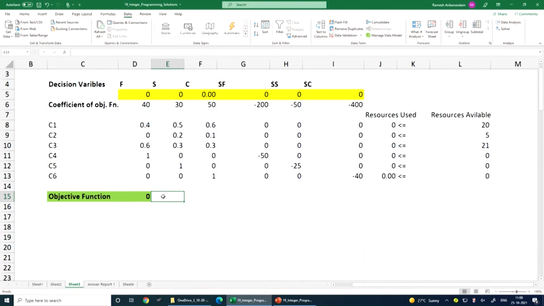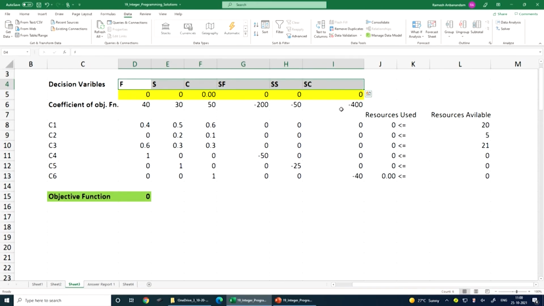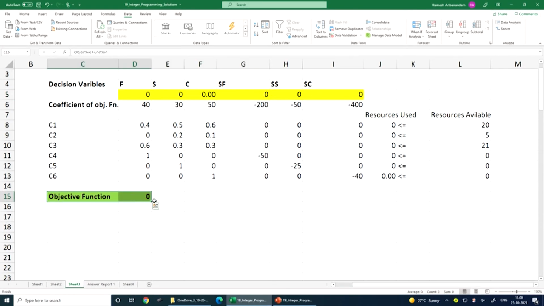First I have written the decision variables, for example D5. Yes, this is my decision variables. Below that, the cells highlighted in yellow color are the changing cells. The objective function is highlighted in green color where D15 is there. Similarly, below the column J I have written the resources utilized. You see that this is the resources utilized. This I am going to solve with the help of solver. Go to data, then solver.